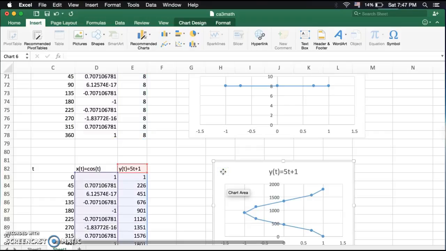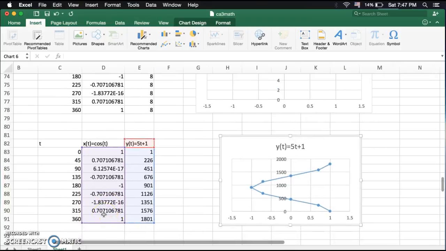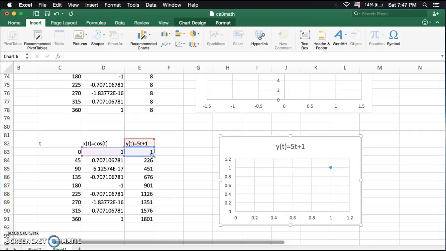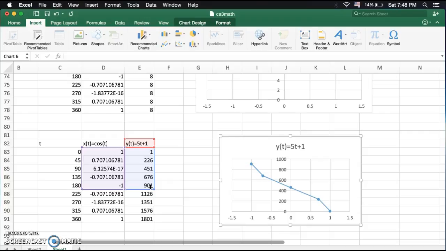The next one, which is also an example of wave motion, is x equals cos t and y(t) equals pi t plus 1. So let's see. It's starting at (1, 1). When we go to 180 seconds, it forms a wave.